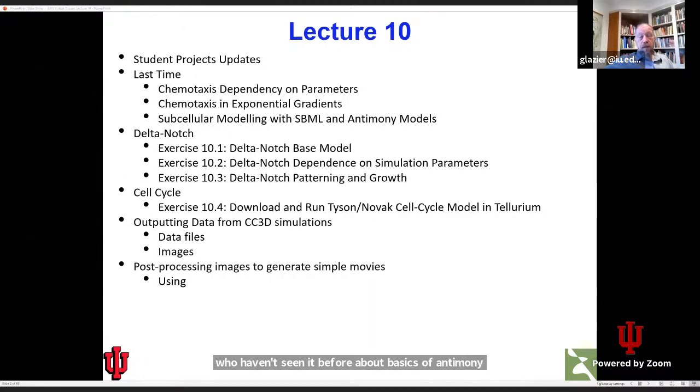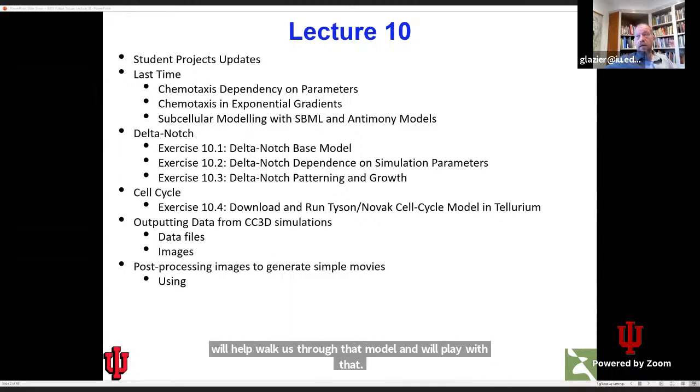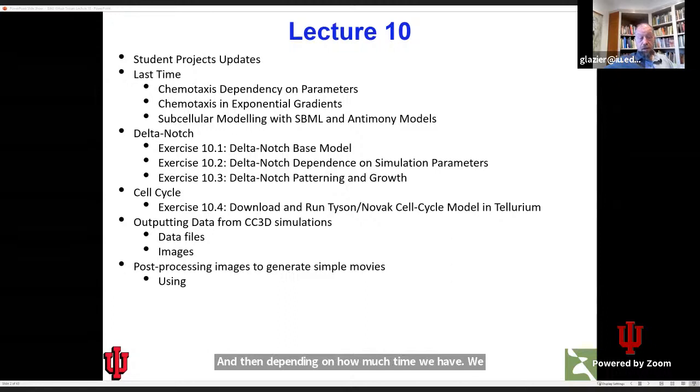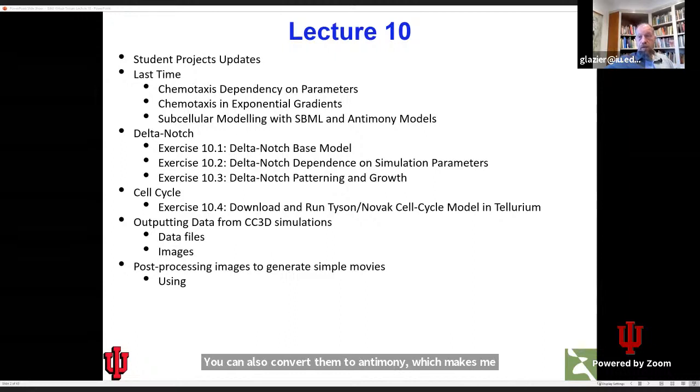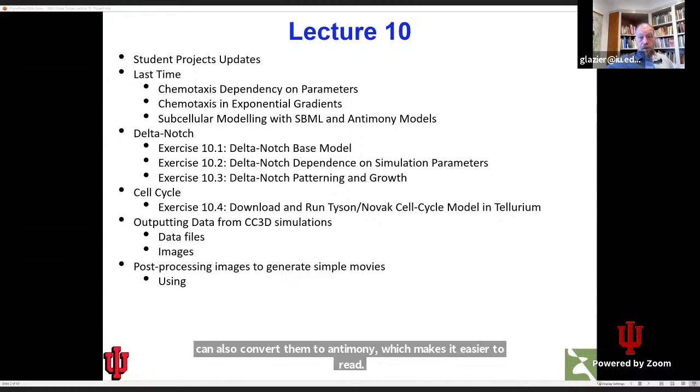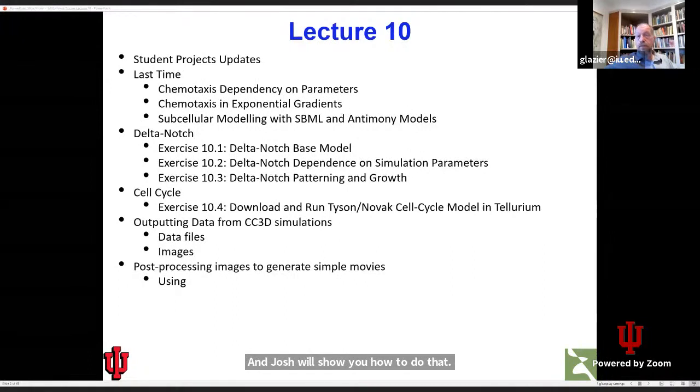And then we'll work with the delta-notch model, and Josh will help walk us through that model, and we'll play with that. And then depending on how much time we have, we will try a cell sorting model and a cell cycle model. You could download SBML models from the BioModels database and run them in CompuCell. You can also convert them to Antimony, which makes them easier to read, and Josh will show you how to do that. So those are some of the topics that we're going to talk about.